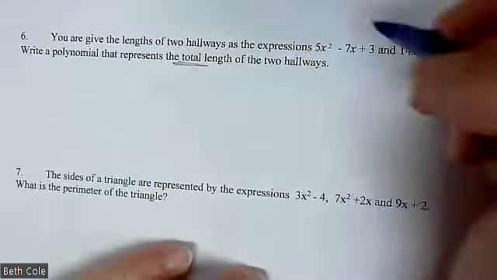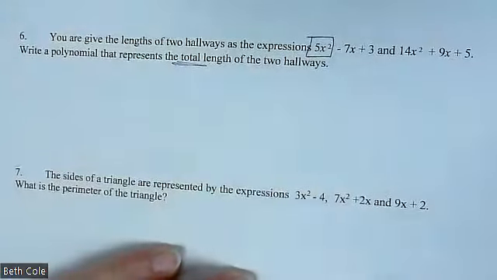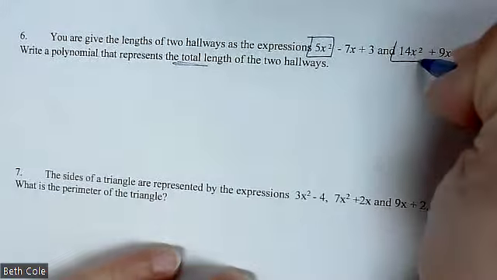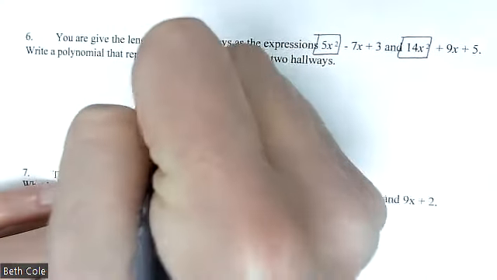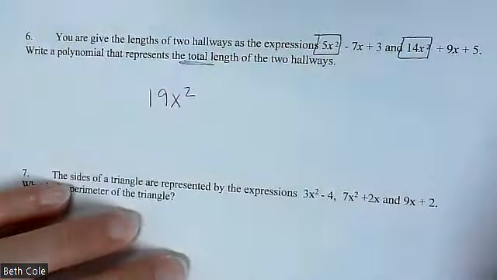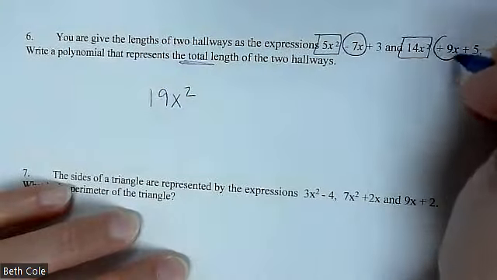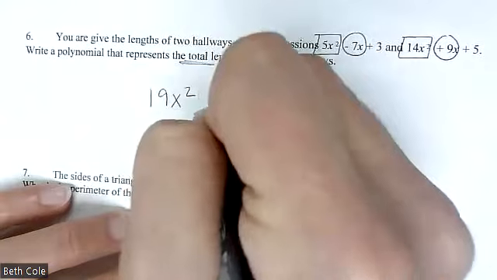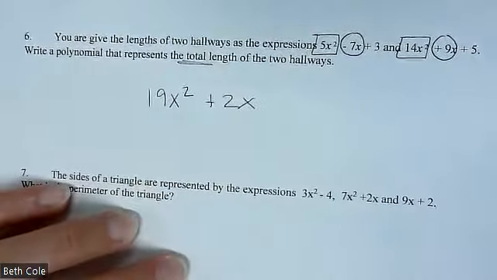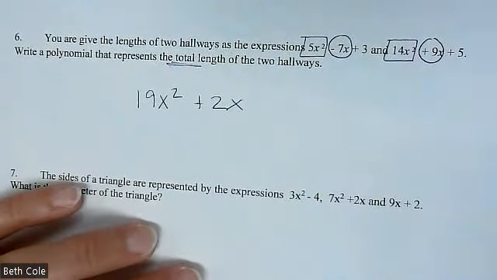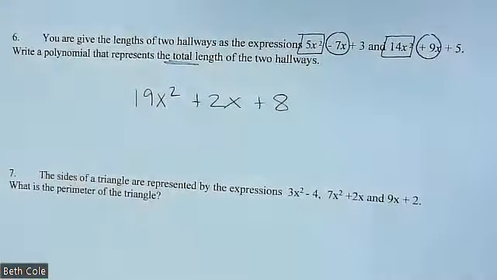Okay. So what goes with the 5x squared? Yeah, good. Just add them together. That would be 19x squared. Good. You all can add. Negative 7x plus 9x would be positive 2x. And then 3 plus 5. Good. Thank you. Plus 8. Good job.